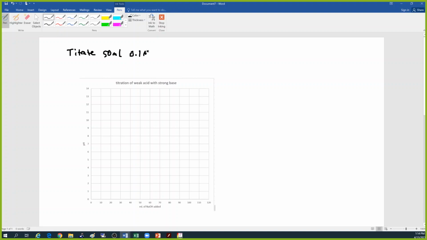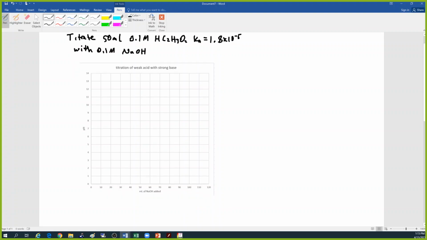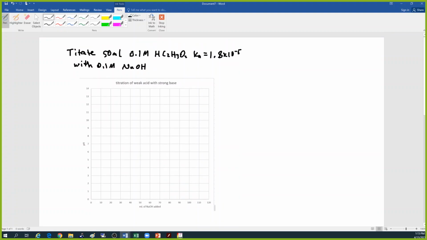0.1 molar acetic acid, and we should add the Ka for this. The Ka is about 1.8 times 10 to the minus 5, and we're using 0.1 molar sodium hydroxide. Okay, so the first key point that we need to consider is the initial point, 0.1. What would be the initial pH? Well, this is actually a very simple problem based on what we're given.